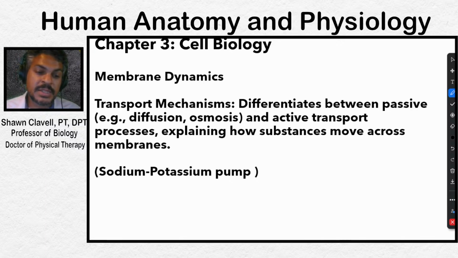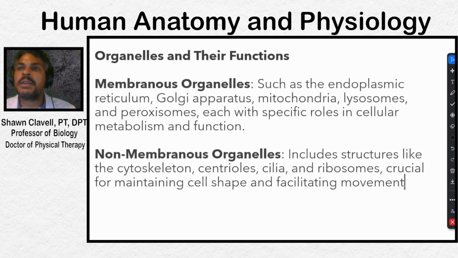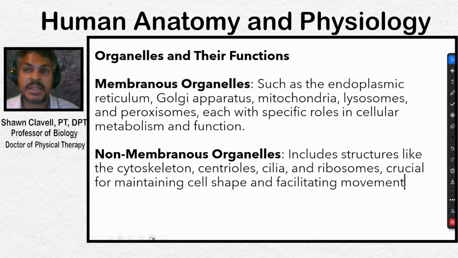Some of the other things that give cells shape include organelles. Include the organelles. And so non-membranous organelles specifically include things like the cytoskeleton. Those are protein structures that give the cell structure.